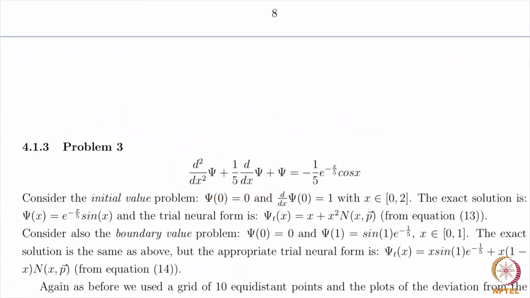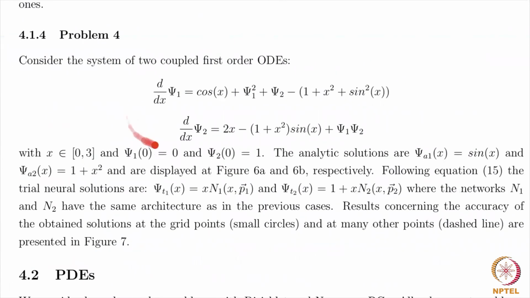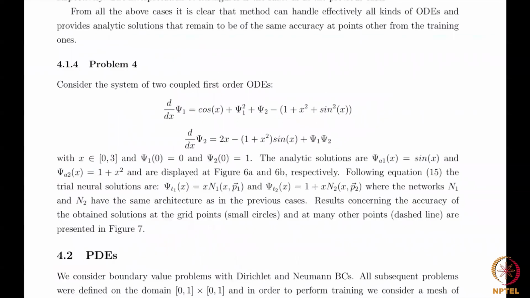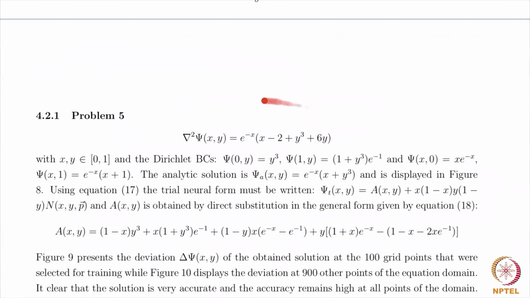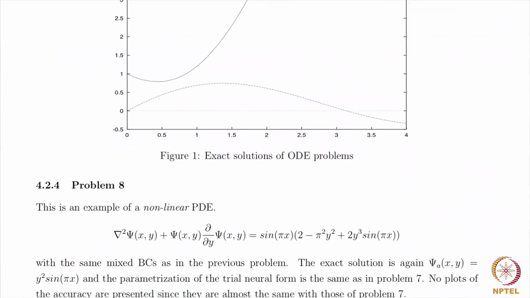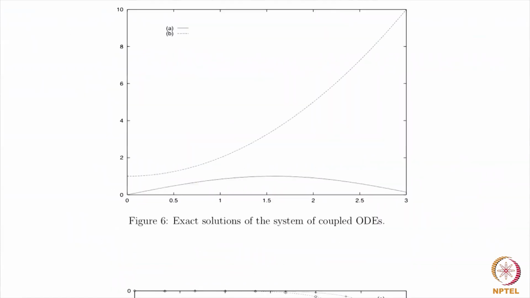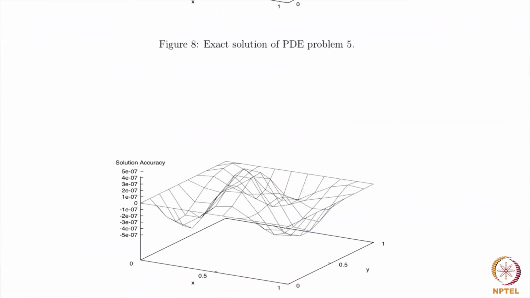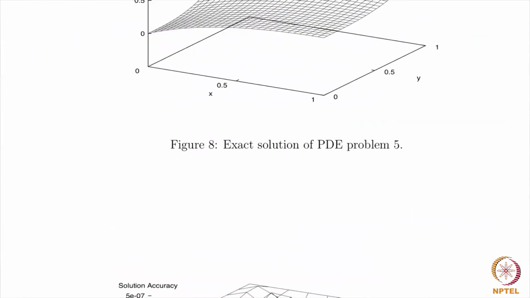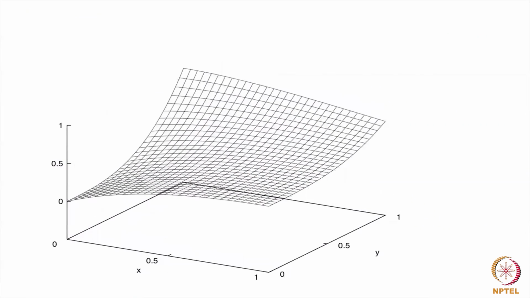Then you have a second order ODE. Then they, of course, solve coupled first order ODEs, which is very impressive. And then they look at PDEs. So all these are solved here, a whole bunch of ODEs, with exact solutions here. I want to show you something which helps you visualize what is happening. So look at the final solution of the problem. This is solution accuracy. Let's say the solution of the problem is this.